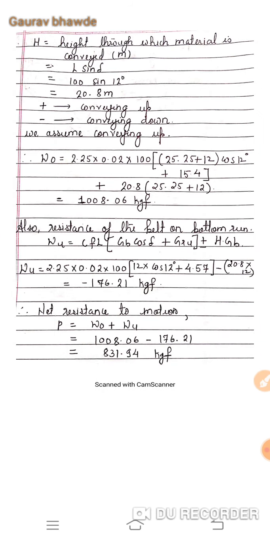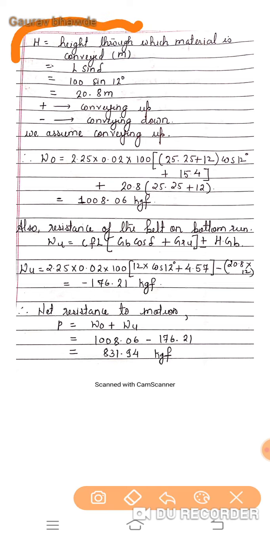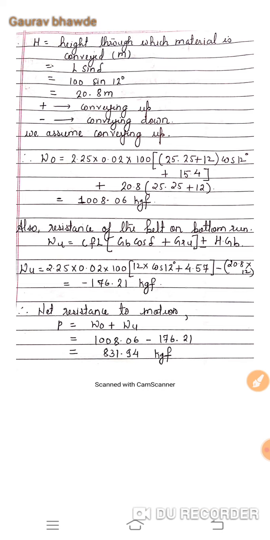Capital H is equal to height through which material is conveyed. For that, by considering the triangle, you can get this formula L sin delta, which is equal to 100 sin 12 degree, which is equal to 20.8.